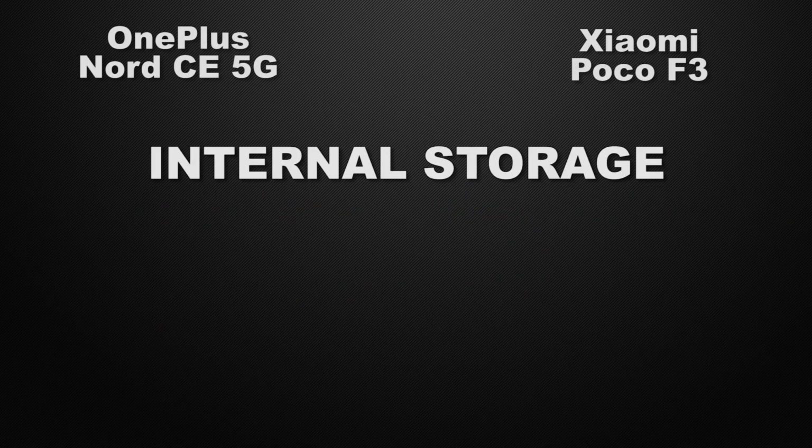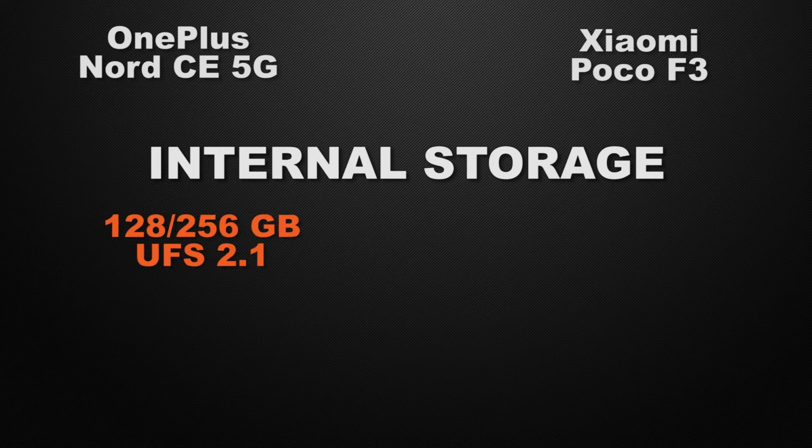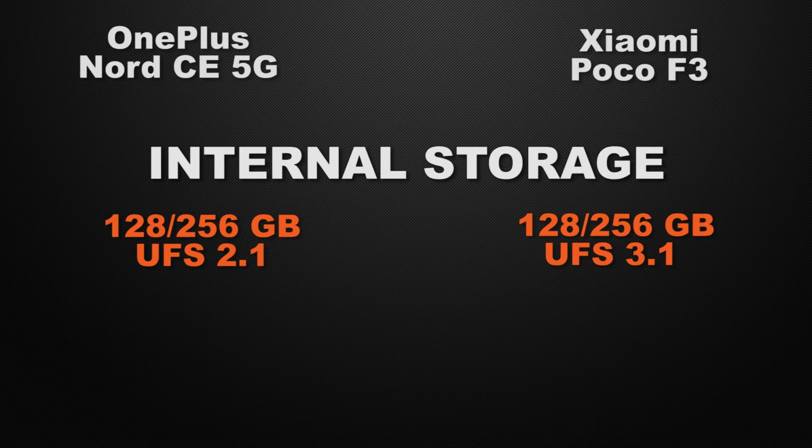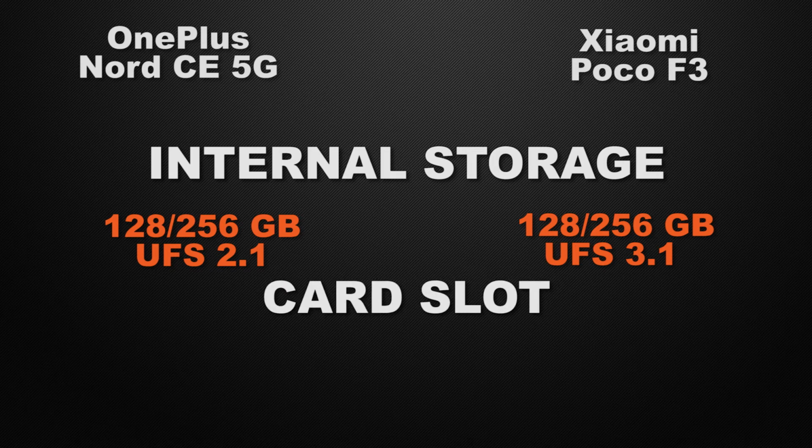Let's talk about the internal storage of the devices. Nord comes with 128 and 256 GB of storage, whereas F3 has 2 storage options, 128 and 256 GB. So the winner here is F3 because it has faster read and write speed. And about the external storage of the devices, Nord does not have any external card slot, whereas F3 does not have one either. So I will call it a tie.